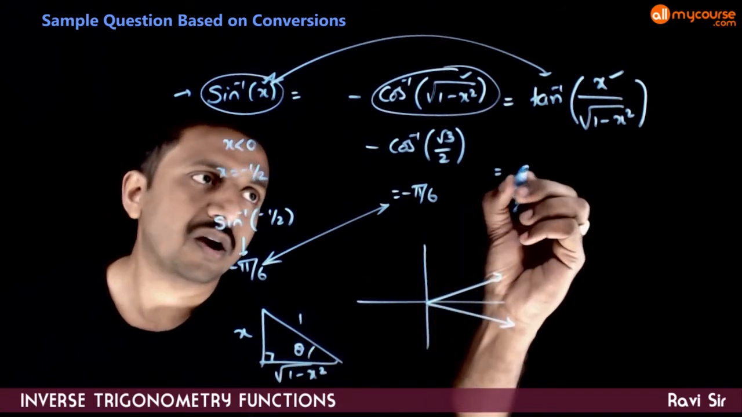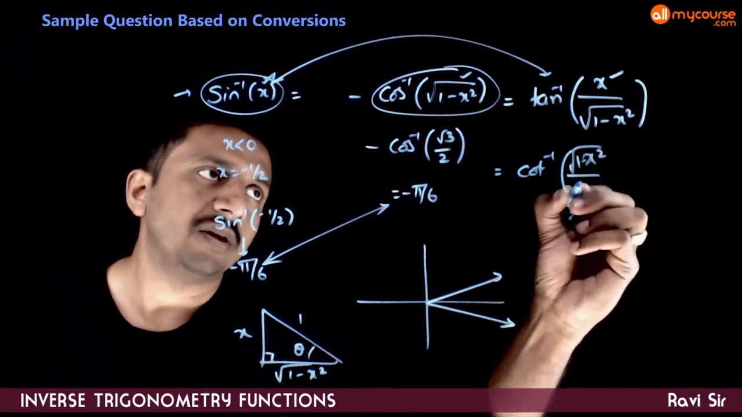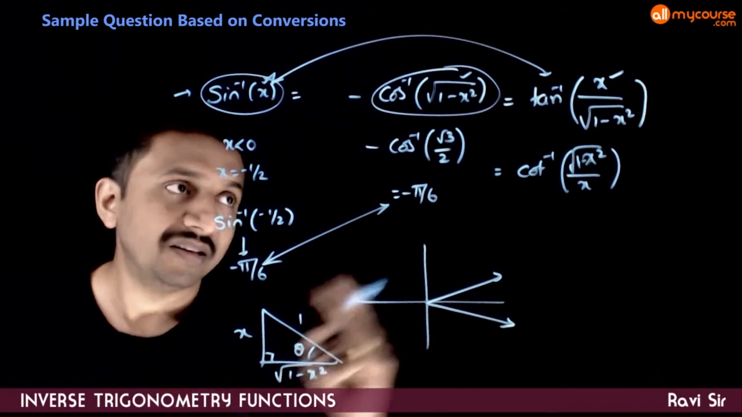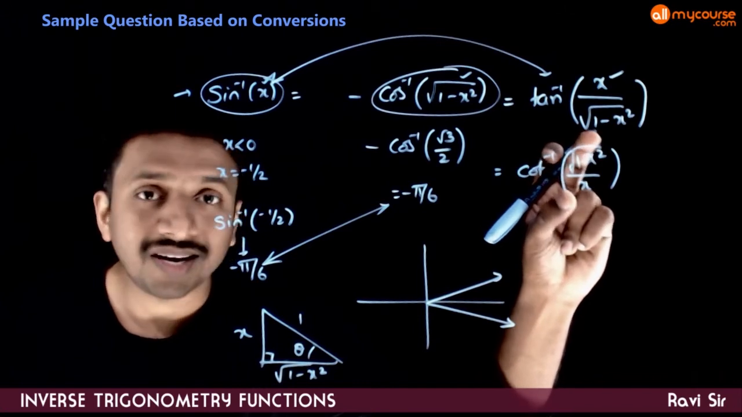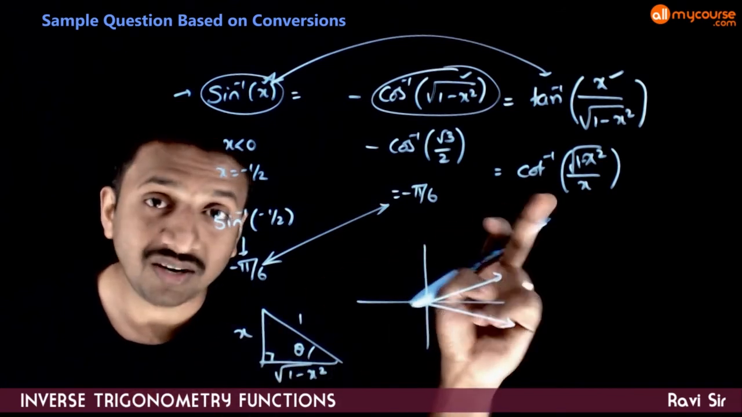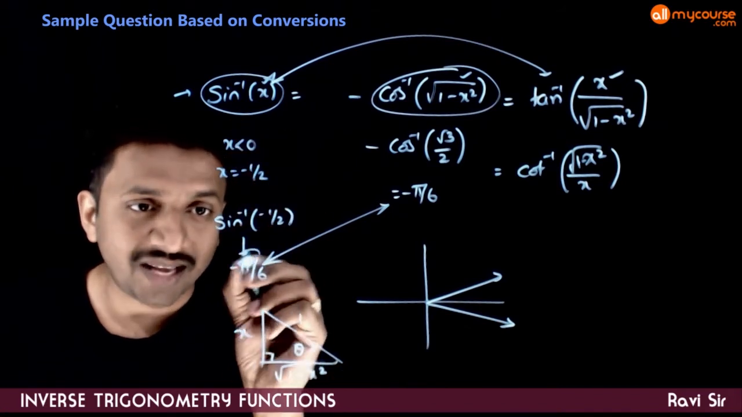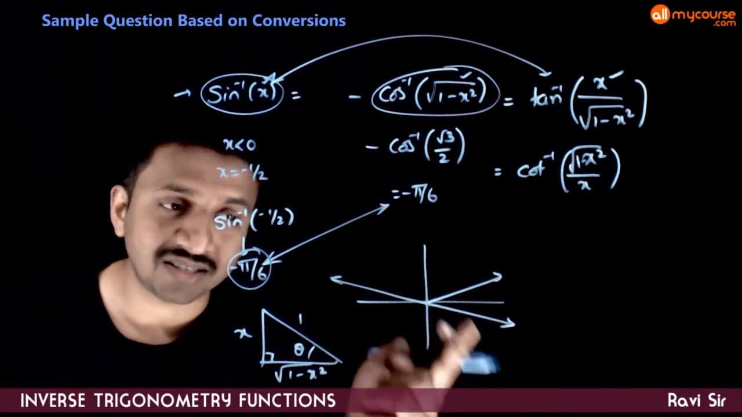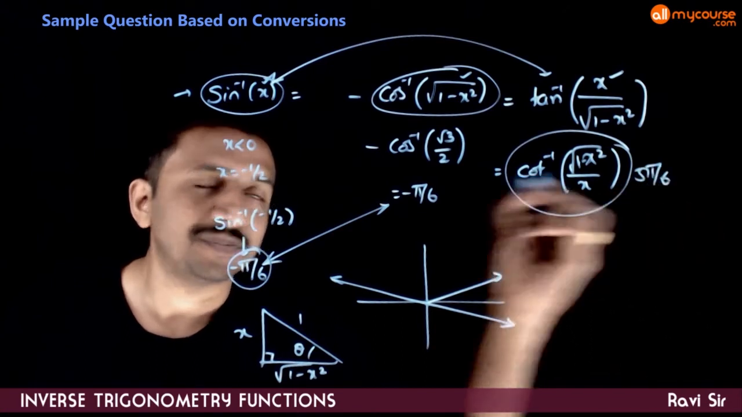Sine inverse of x is equal to cot inverse of root of 1 minus x square by x, right? Now, what is happening here? x is negative, root of 1 minus x square is positive. So effectively you got a negative number. So cot inverse of a negative number, you get an answer in the second quadrant. That means the LHS is minus pi by 6. But the RHS is the allied position to this in the second quadrant. So on this side you are getting 5 pi by 6.